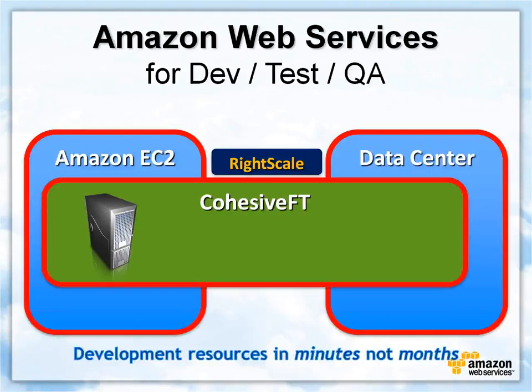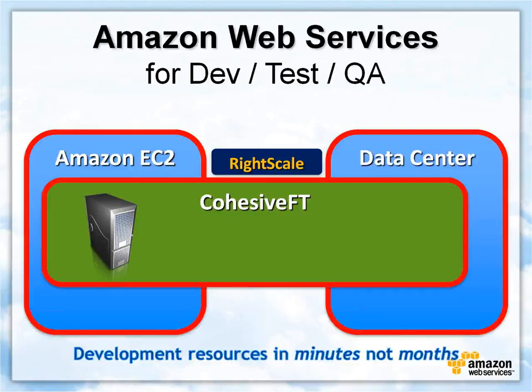Dev and test is one area where it's extremely common for customers to get started, and it's one area where we see cloud computing and the tools layered on top of it deliver immediate business value. This shows a very high-level, abstracted view of Amazon EC2 with the security wrapped around it, the ability to bring up servers within minutes for development and testing projects, and then, using the Cohesive FT solution, having them appear, from both a security and a manageability perspective, as though they're inside your own data center.